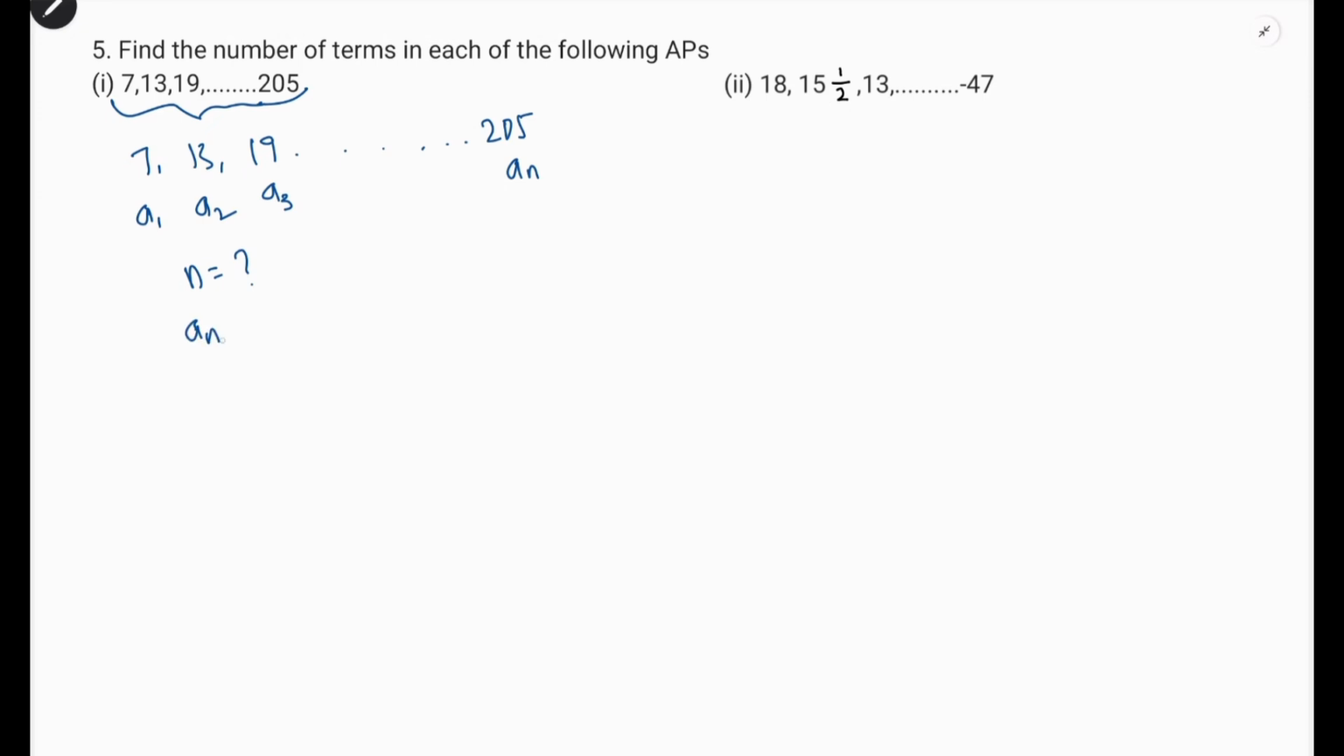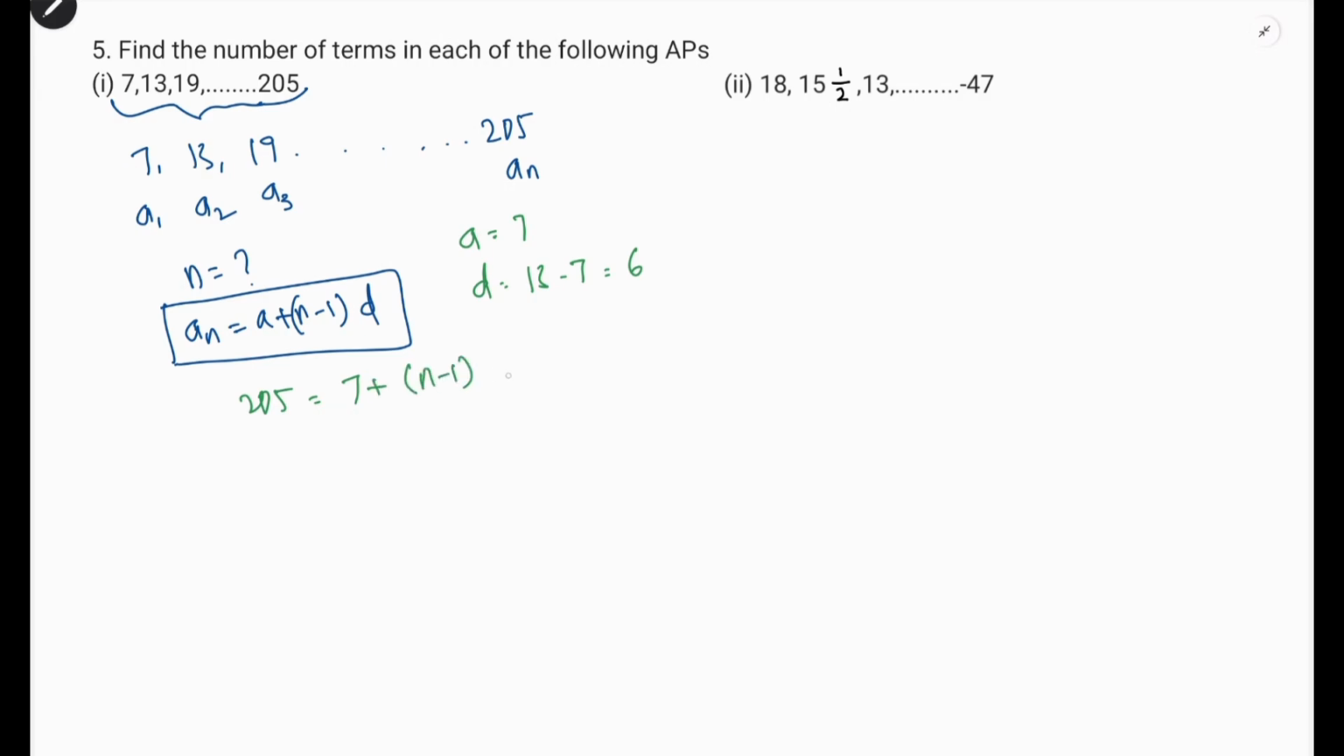We will use the formula an is equal to a plus n minus 1 into d. Here, what is the first term? First term is 7 and common difference is second term minus first term. It is 13 minus 7, it is 6. We will substitute the values. An is 205 is equal to 7 plus n minus 1 into 6. We get 205 minus 7 is equal to n minus 1 into 6. 205 minus 7 is 198 is equal to n minus 1 into 6.